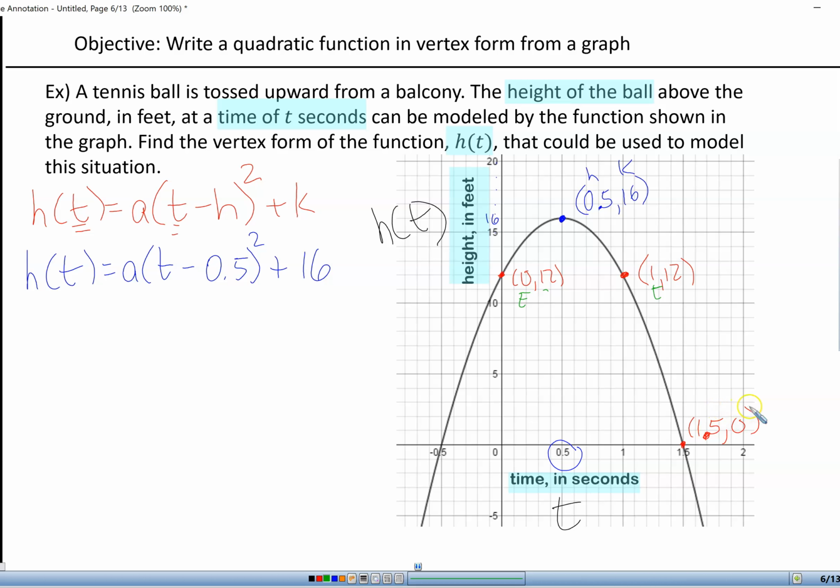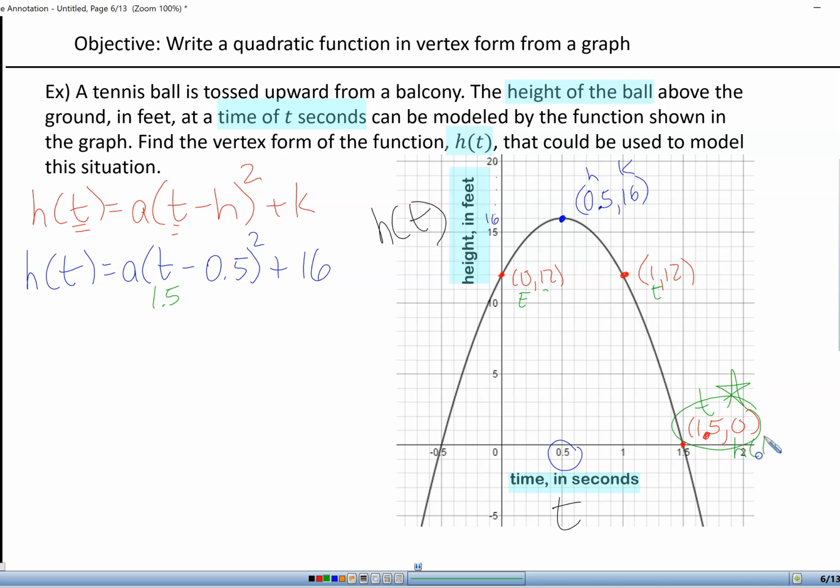If we choose to use this point here, our t value is 1.5. You might have been thinking, I don't want to use that one because it's a decimal. However, because h is also a decimal, 0.5, 1.5 minus 0.5 would be 1. And 1 squared is 1. And that's a very easy math to do in your head. So it's to your advantage to think ahead what the math would be and see if there would be something that would be easier as you move forward in the problem. So I'm going to use this point here.